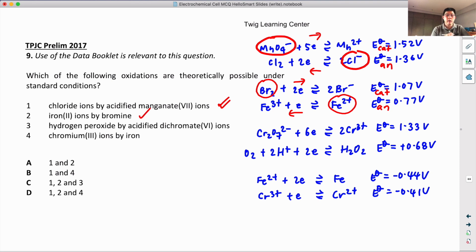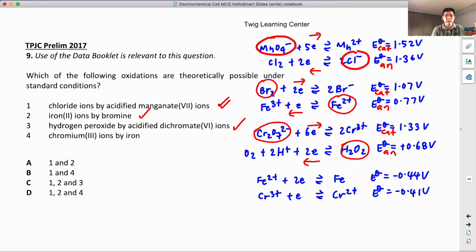Okay, hydrogen peroxide with dichromate. For dichromate, there's only one equation you can pick, which is on the left hand side. This will definitely undergo reduction. We have to pick the hydrogen peroxide on the right hand side, so you pick this one here. This one will undergo oxidation, and definitely this is my E cathode and this is my E anode. So my E cathode minus my E anode again will be positive. So this is definitely possible. Okay, let's look at option number 4.